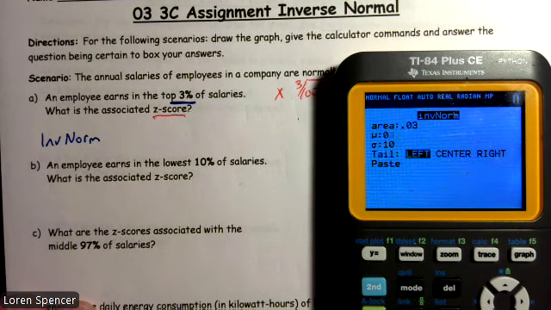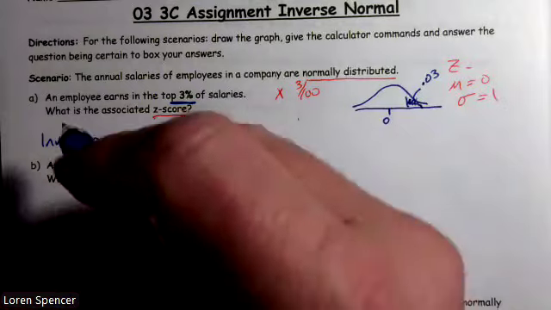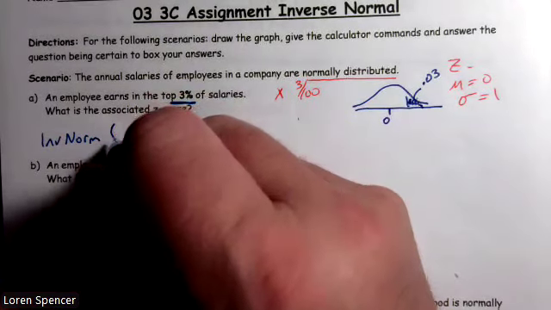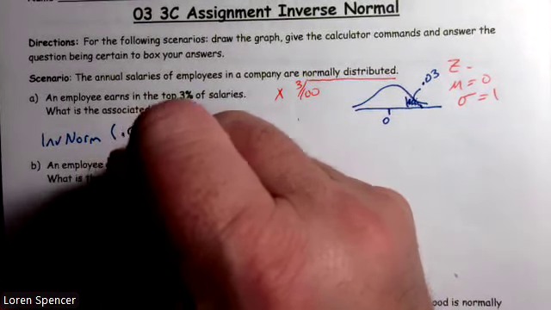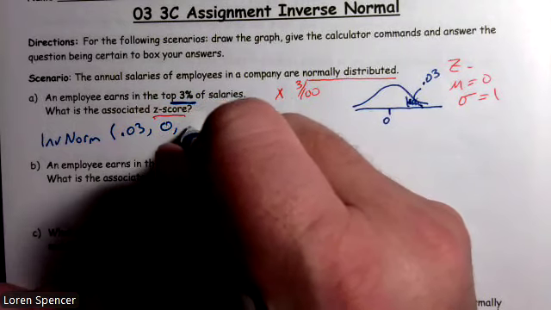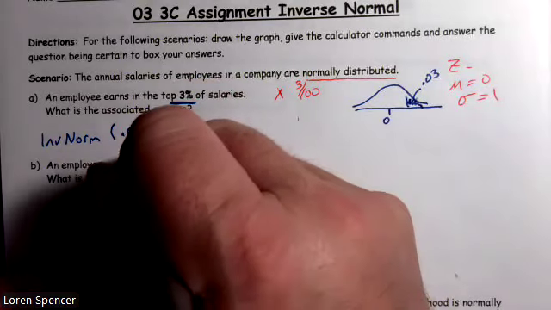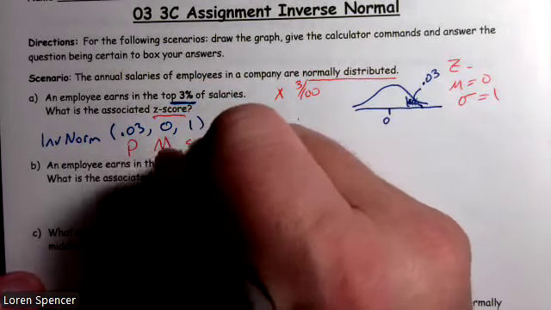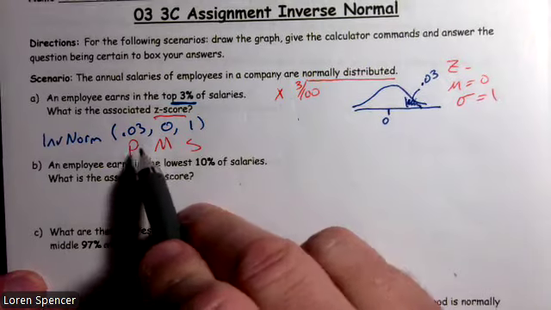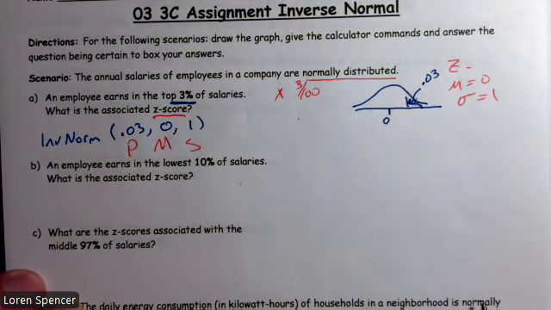We know the mean of all z-scores is 0 and the standard deviation is 1. Let's get that information down. So area 0.03, mean 0, standard deviation 1. And remember, the way to remember the order is PMS: percent or probability, mean, standard deviation.